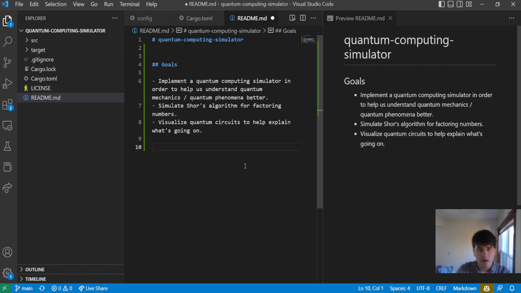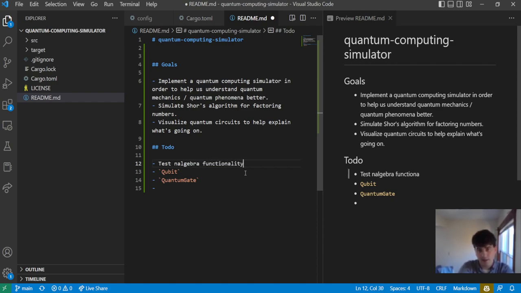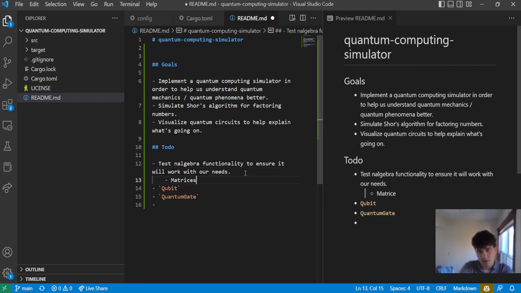Okay, so today the goal is going to be to get Qubit implemented. It's the quantum analog of a bit. We want to get quantum gates implemented. We want to test nalgebra functionality to ensure it will work with our needs. And that's going to be matrices and complex numbers.